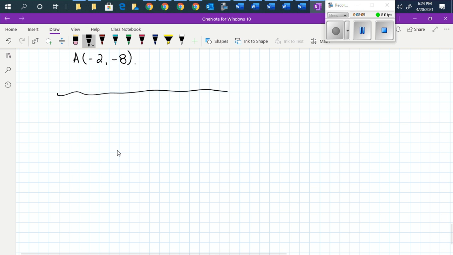So let's suppose that we have a displacement time equation that looks like this.